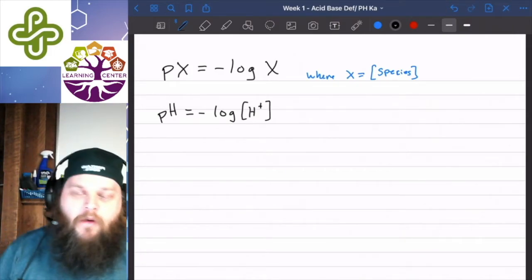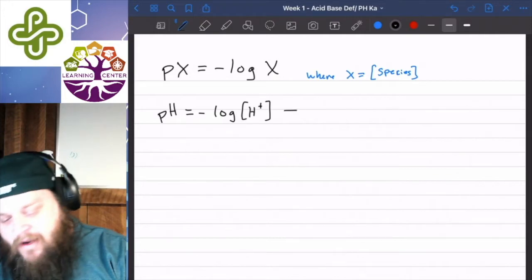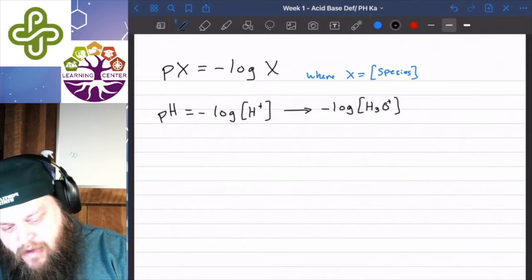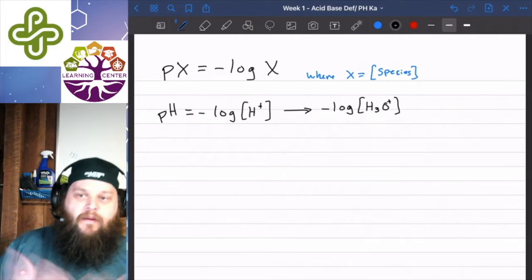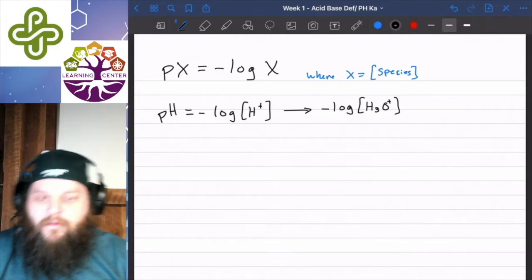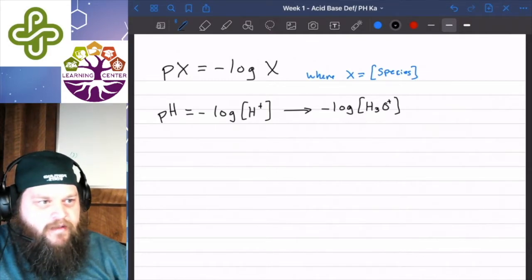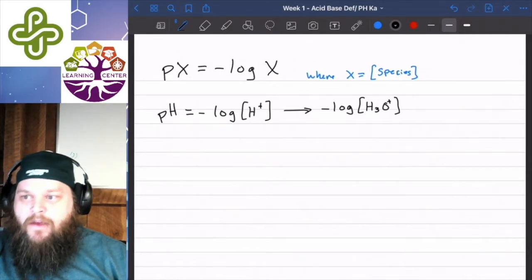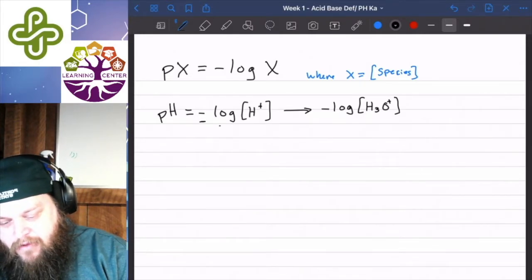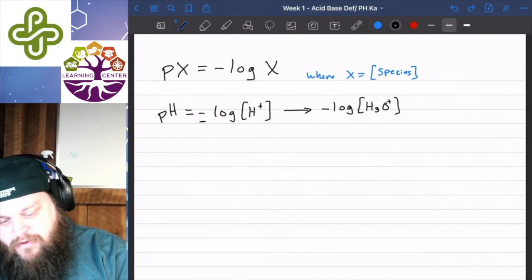So if we know the concentration of hydrogen, you might also see this written as hydronium. They're really the same idea. Any hydronium ion can become a hydrogen ion, just dissociate with the water, and then can be floating around in there. So those two are used kind of interchangeably. But if we're looking for the pH, really we're just using this function, the negative log of the concentration.